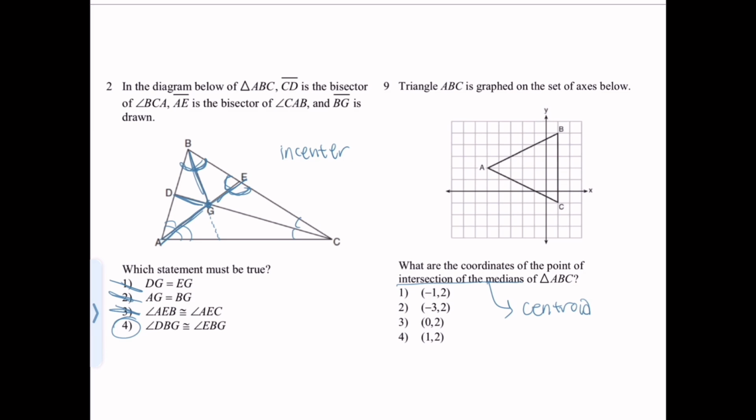And to draw the medians, we start off at the vertices and we draw it to the opposite side's midpoint. Okay, so starting from A, the median would look something like this. And for B, it would look something like this. And C is going to look something like that. So approximately, we can say that the centroid is at this point, which is at (-1, 2). So number 1 is the answer.